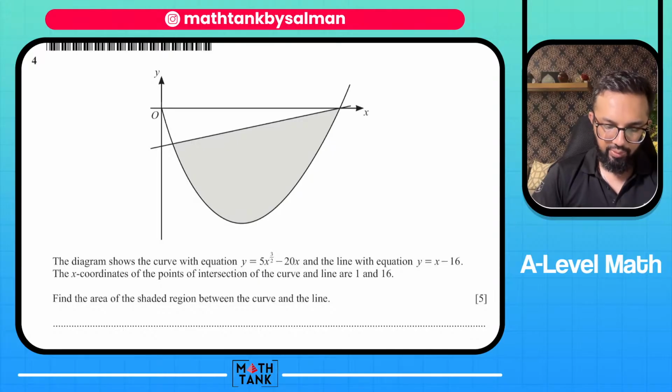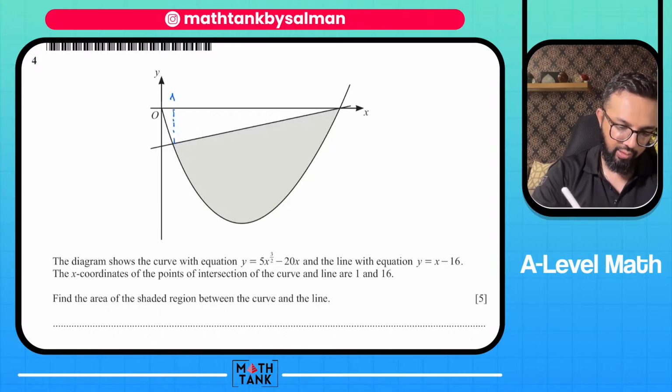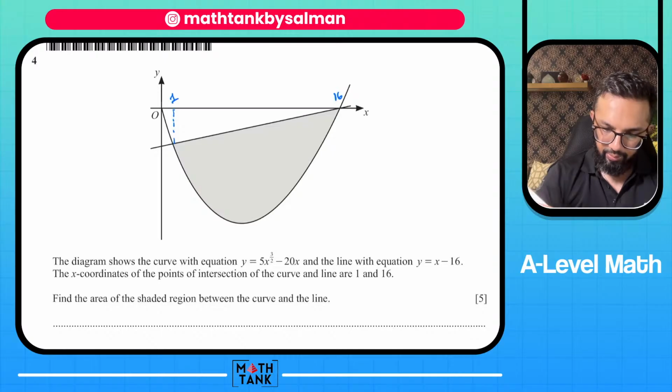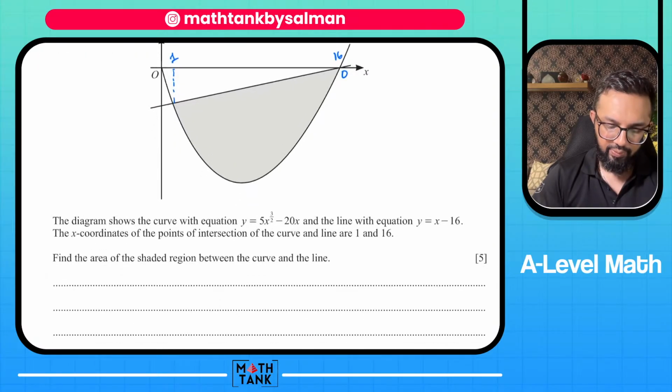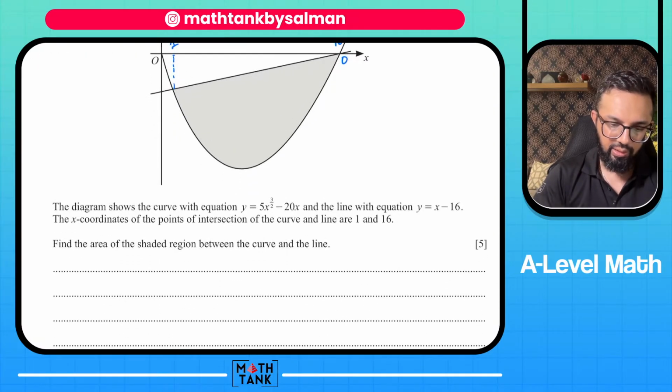It says the diagram shows a curve with equation this and the line with equation that. The x-coordinates of the points of intersection of the curve and the line are 1 and 16. So I've already given you, this is 1 and this is 16. Okay, so the y coordinates should be 0, I think. And when I plug in 1, I don't really need the y coordinates though.